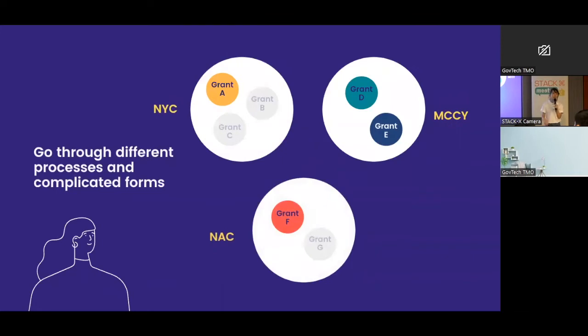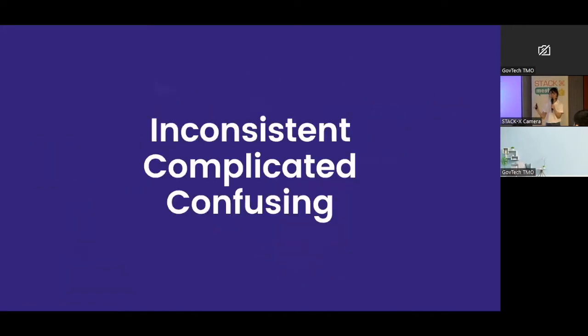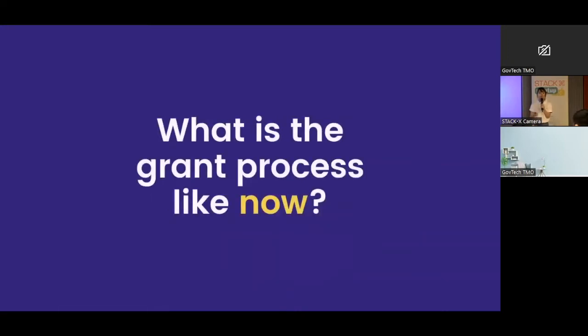And now say that you've managed to find these grants and you can go in to apply for them, right? But the next thing you'll realize is that some of the processes and steps that you have to take across different grants can be very different. So it makes it very complicated to navigate the grants landscape. And furthermore, the forms that you have to fill in are long and they're complicated. So all of this makes for a very inconsistent, a very complicated and confusing journey for anyone to have to navigate. And so we knew we wanted to do better and we wanted to improve the experience.